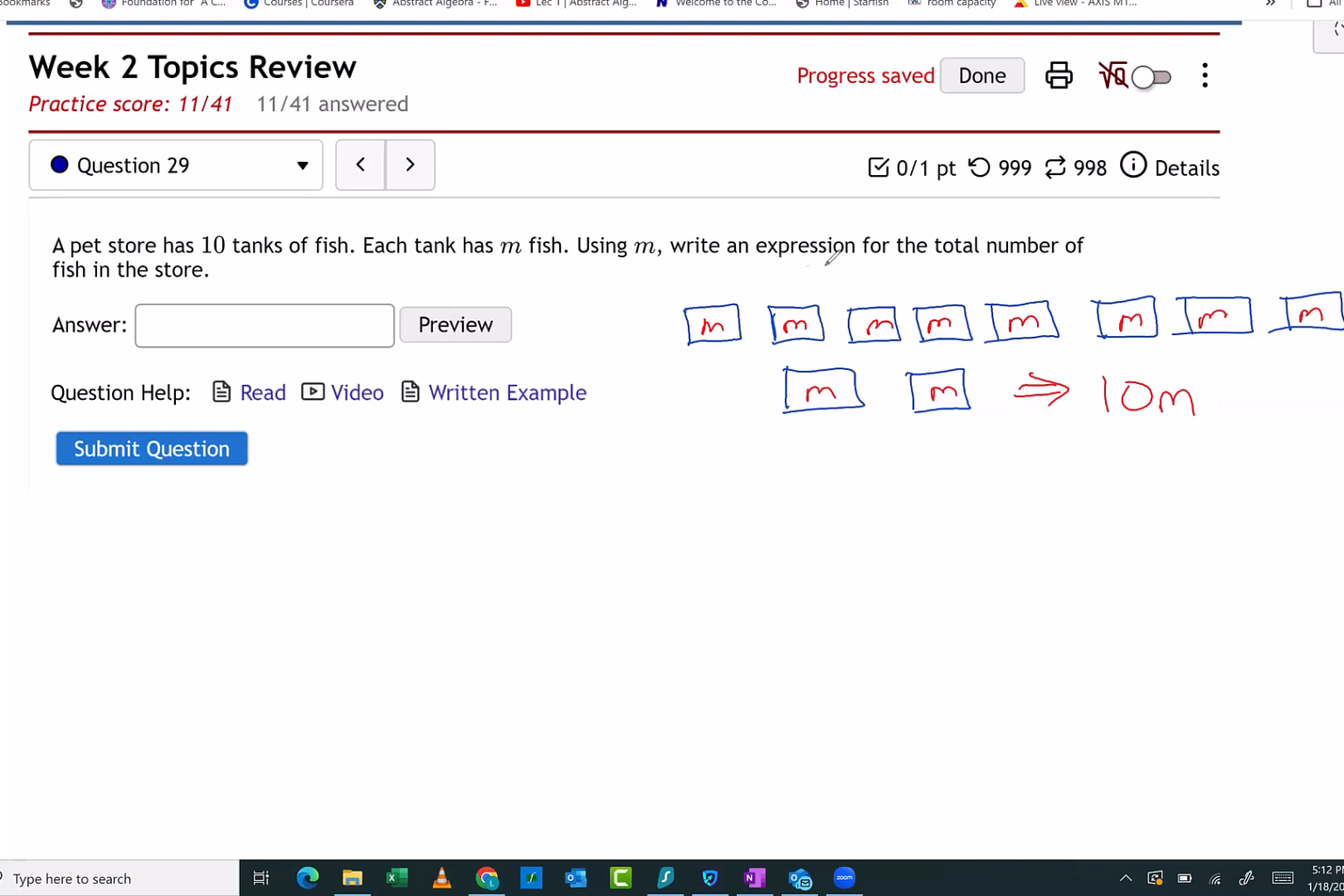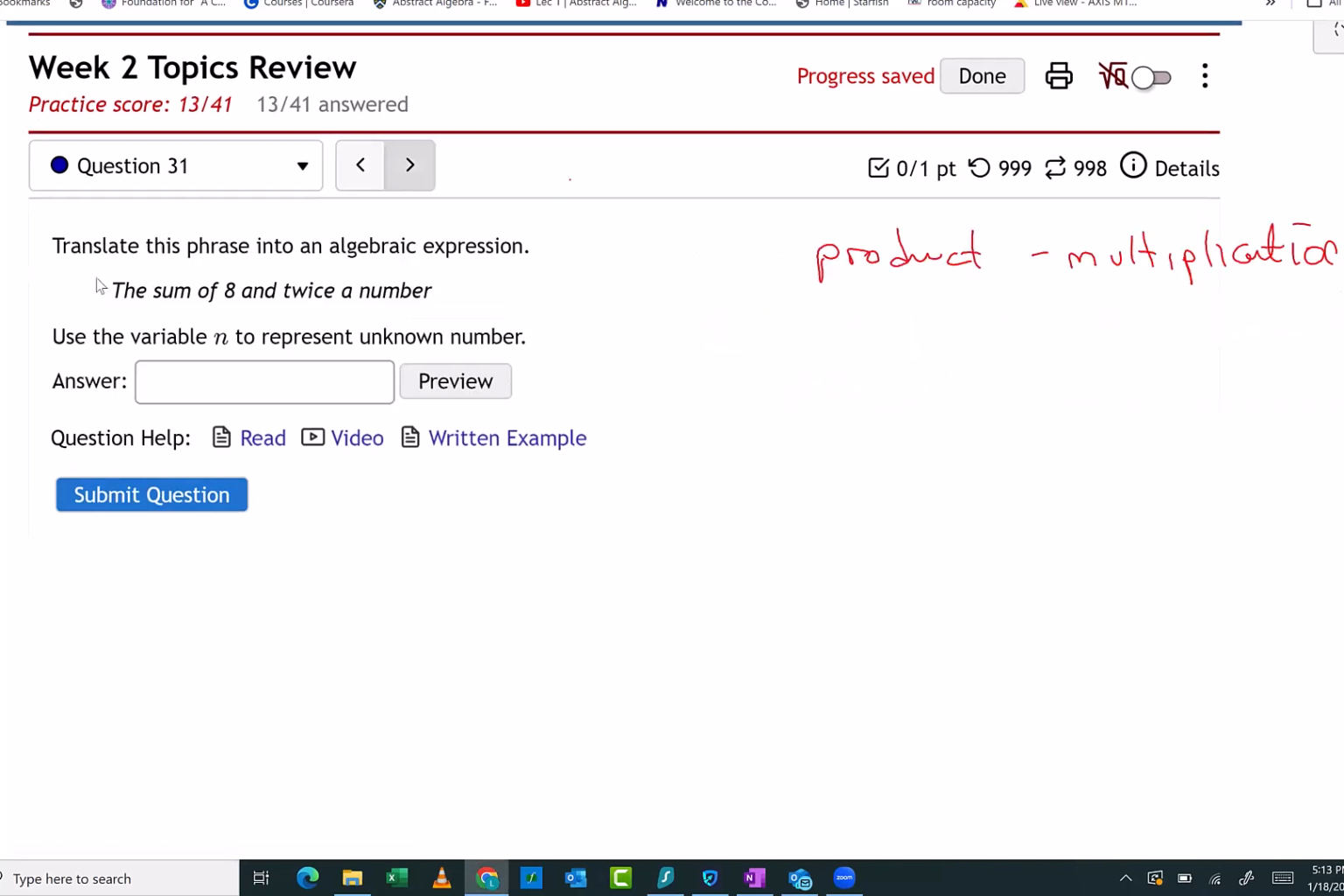And it says write an expression. It doesn't say write an equation. You can't write an equation because you don't know what this equals. If you knew what M was, you would know.